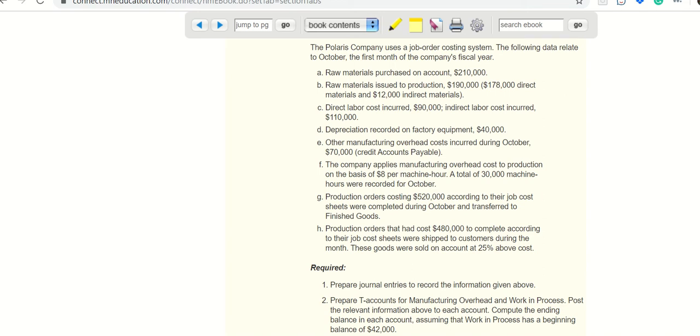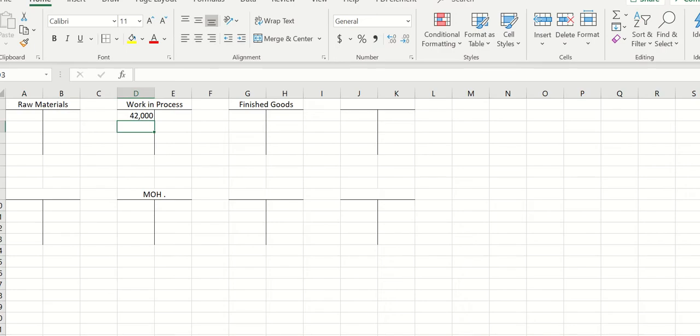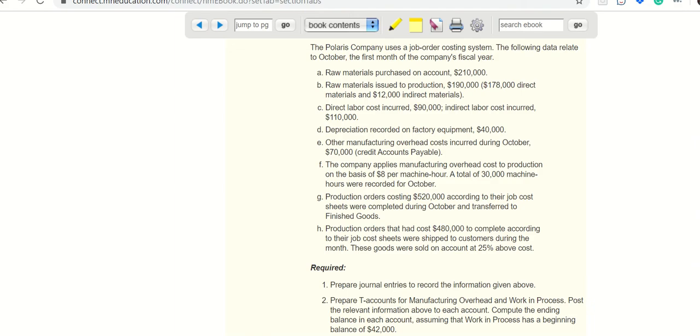So we're already working on products over here, and so they say there's already $42,000 in work in process. So I've put that into work in process. I have my T accounts. They really only want you to do manufacturing overhead and work in process, but we can do all the T accounts just for practice, just visually as well.